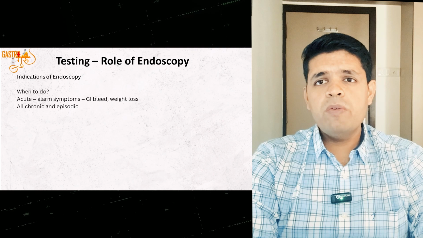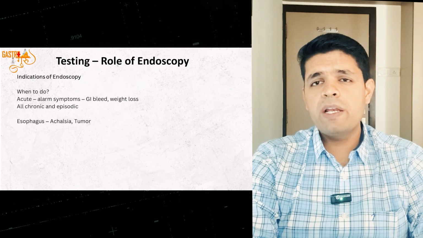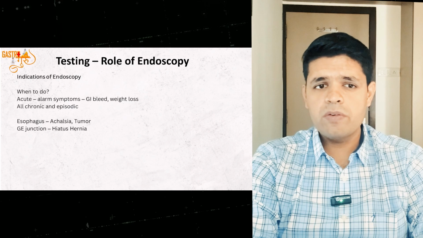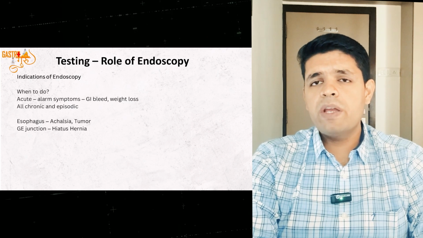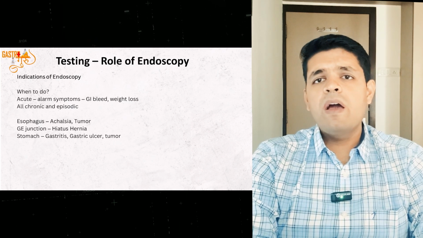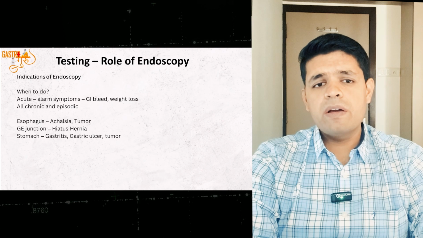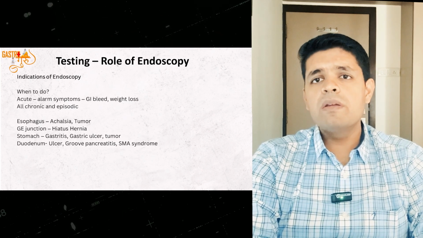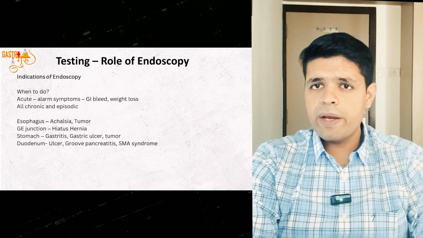So for endoscopy, what do we actually find? In achalasia, we usually find achalasia cardia, or it can be a tumor in the esophagus. At the GE junction, we can find hiatal hernia. In the stomach, we can find gastritis, gastric ulcer, malignancy. For the duodenum, again ulcer, or it can be a groove pancreatitis.